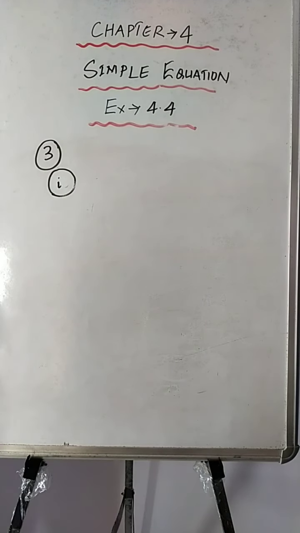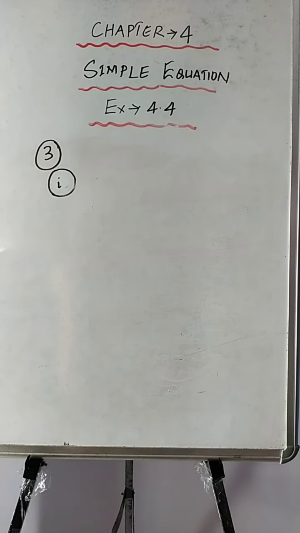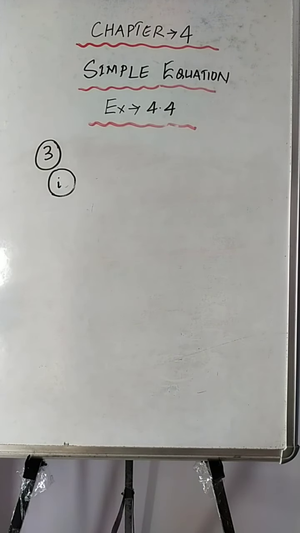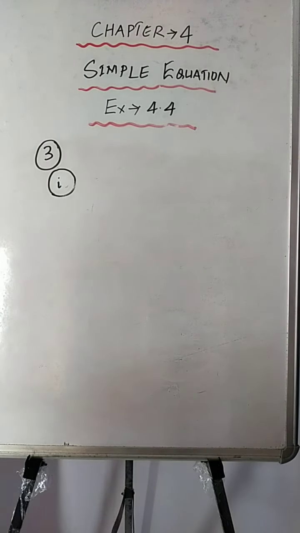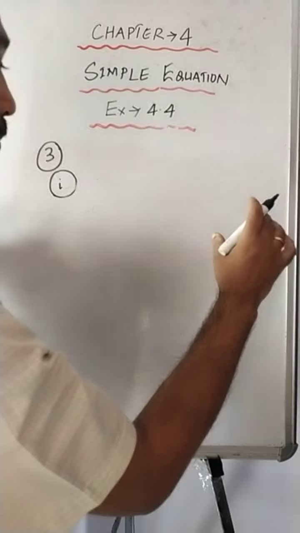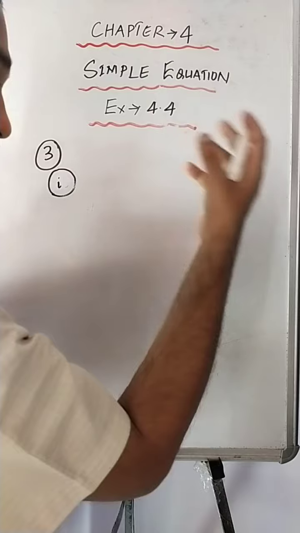Hello students, in this session I will explain sum number 1, 2, 3 of question number 3 of exercise 4.4, chapter simple equation. Let me read out sum number 1 of question number 3. Irfan says that he has 7 marbles more than 5 times the marbles Parmit has. Now we will frame the statement into equation form.